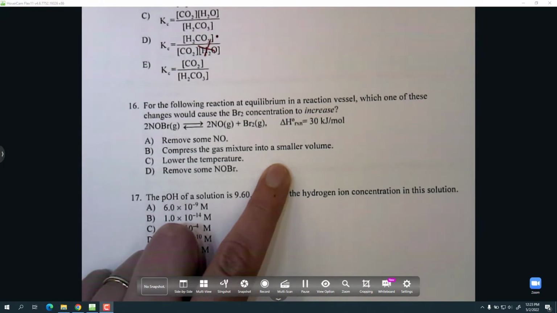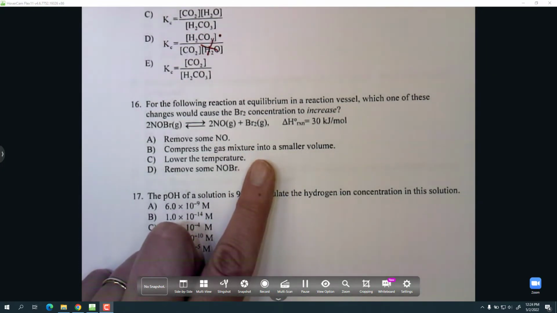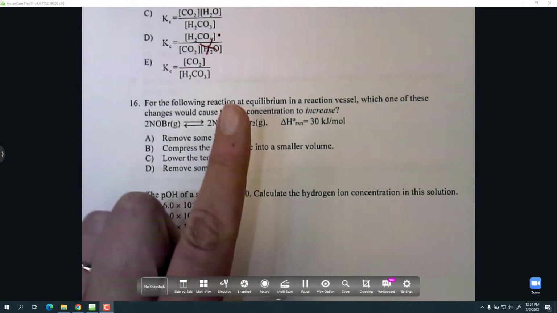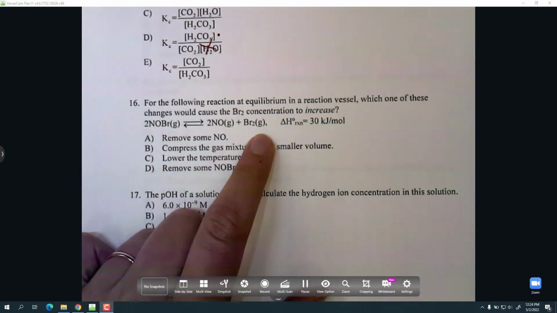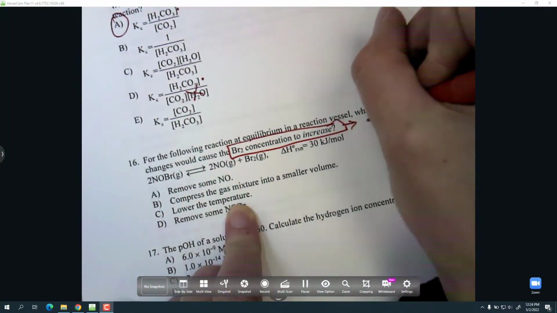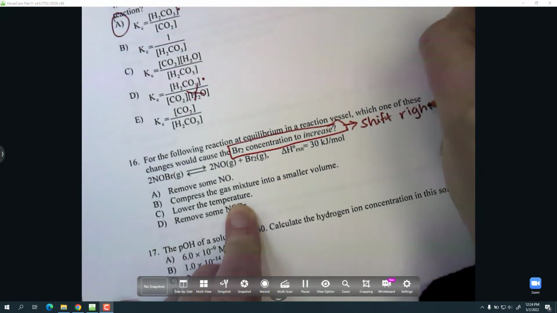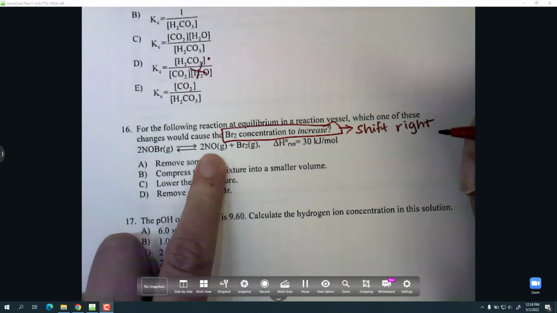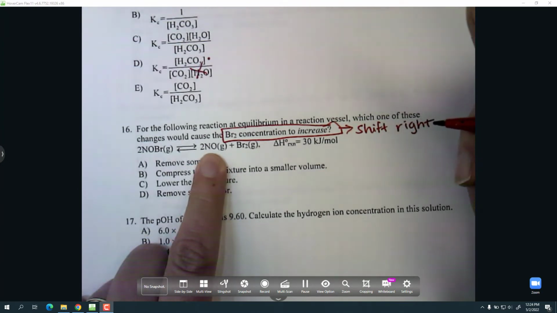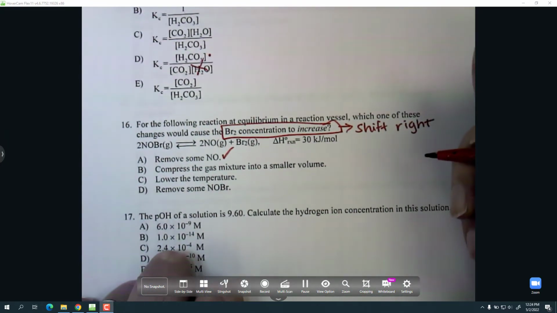For the following reaction at equilibrium, which of these would cause the concentration of Br2 to increase? That's another way of saying shift to the right. Which one of these should shift to the right? If I remove some NO, that right away sounds like yes, that would shift it to the right. So that sounds like a good answer to me.